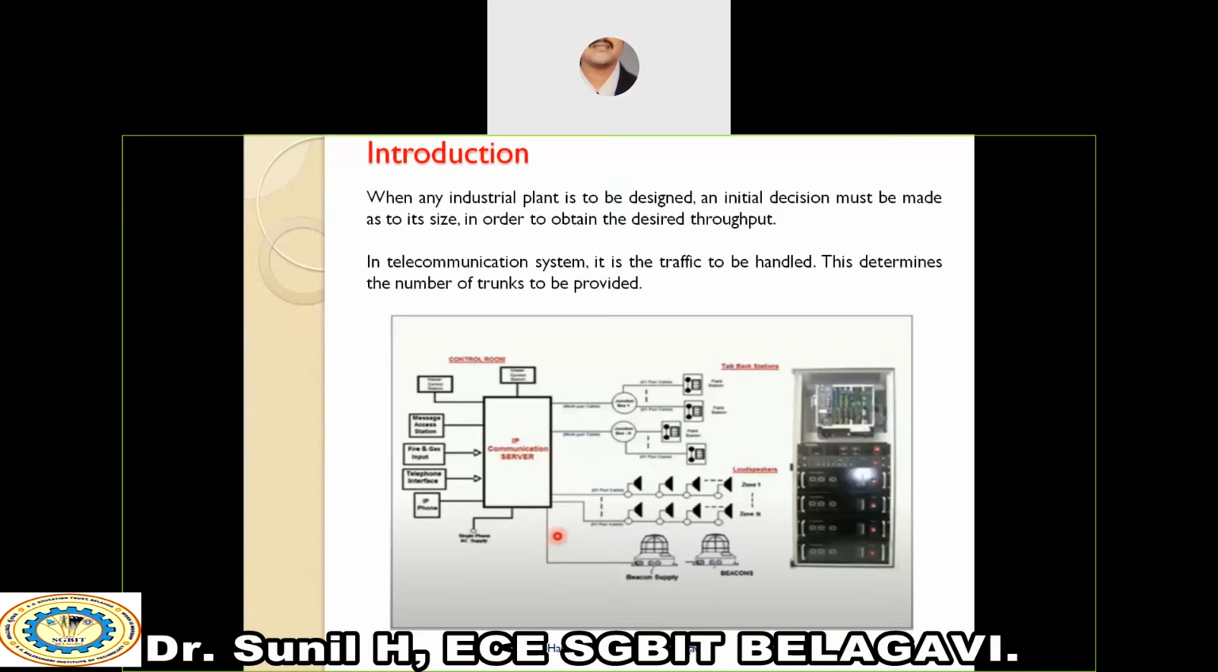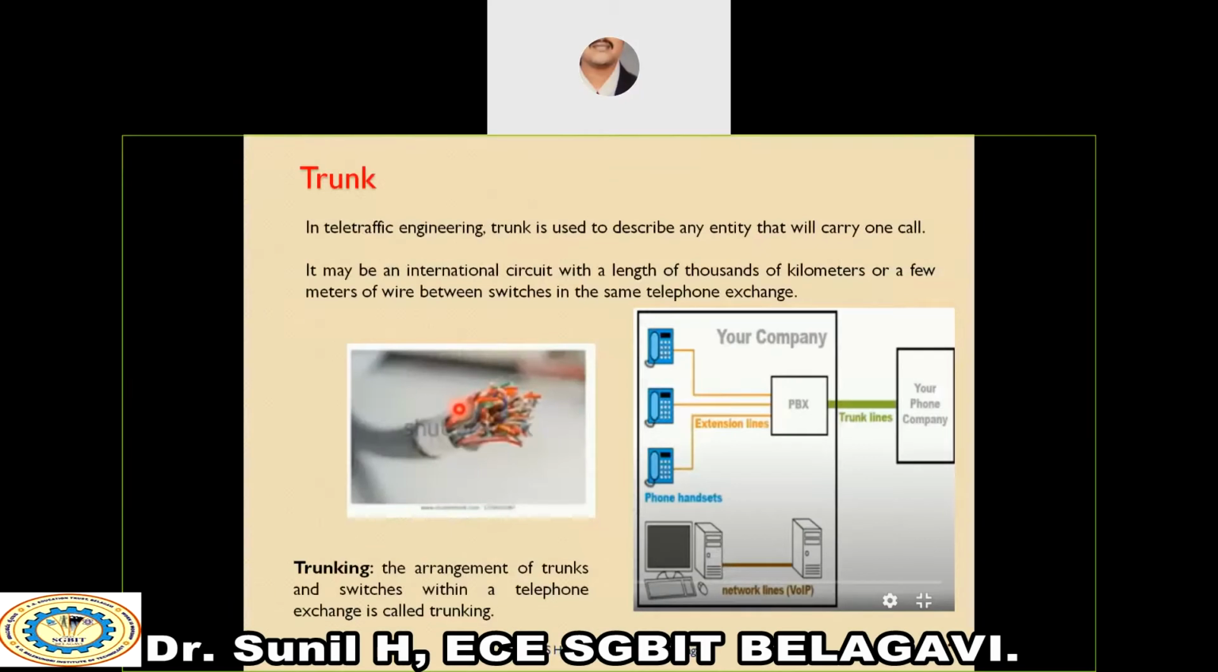In a telecommunication system, it is the traffic to be handled, meaning how we are going to monitor the traffic, whether the traffic is less, whether the channels available to communicate between the subscribers are right or less. This determines the number of trunks to be provided, meaning how many calls are in progress at that moment. Say for example, if I am going to communicate with 10 subscribers during 1 hour, how many calls are there, how many trunks are connected to the subscriber from one station to the other stations.